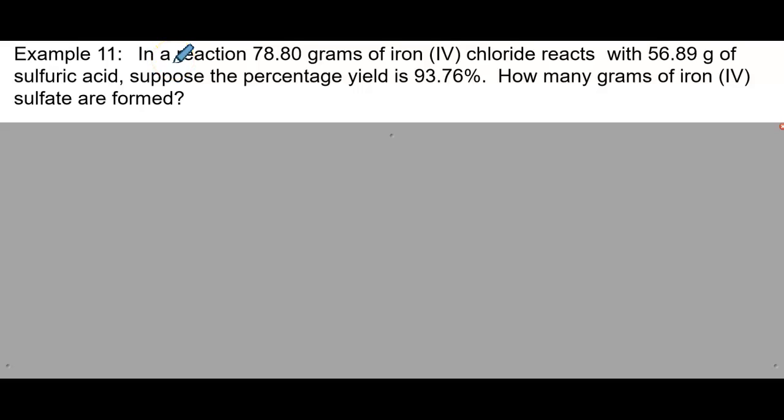Stoichiometry notes, example number 11, second year chemistry, Chem 2. In a reaction, 78.0 grams of iron chloride reacts with 56.89 grams of sulfuric acid. Suppose the percentage yield is 93.76%. How many grams of iron 4 sulfate are formed? Remember that every problem must start with a mass, a volume, or a mole, and a percent yield.